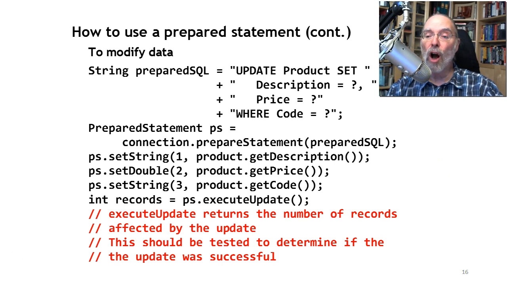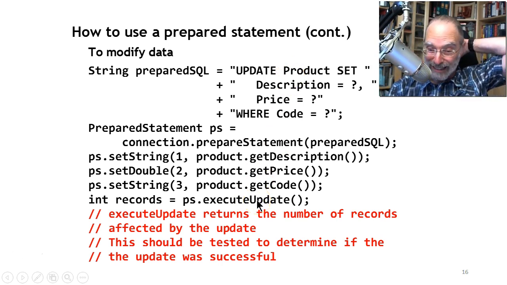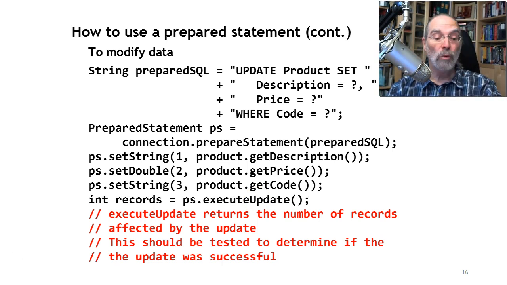Here we have a more complex statement where we have multiple question marks. We have a value for description. We have a value for price. We even have a value for code. So now we're going to set the string for these 3 question marks, retrieving the information and then executing. In this case, this is an update statement, so we use execute update. If it's a select statement, we're just using execute query.